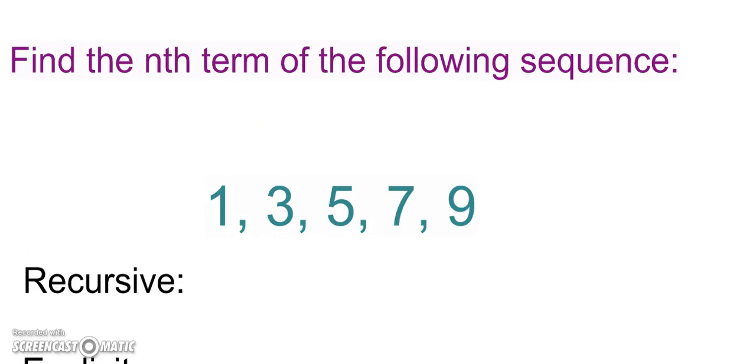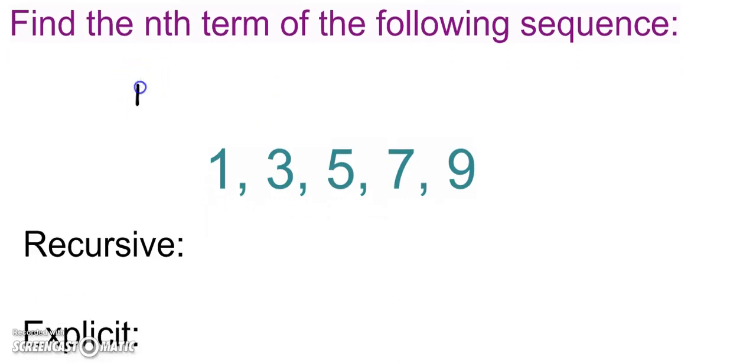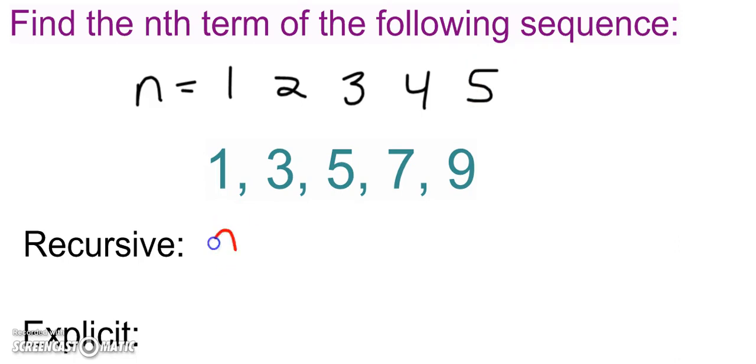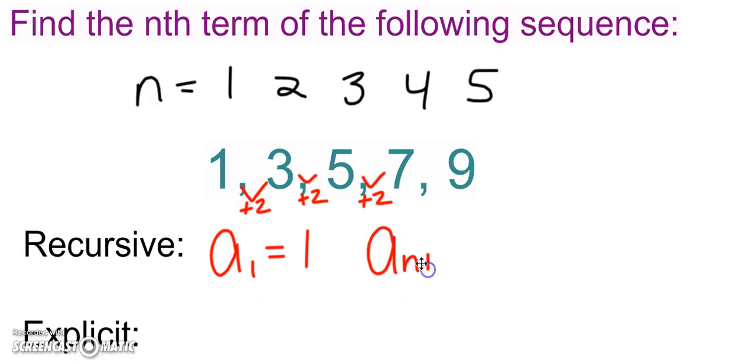Alright, find the nth term of the following sequence. So again, let's start with n equals 1, 2, 3, 4, 5. Recursively is going to be the easier one. So we know our starting term is equal to 1. This time we're going to add 2, and add 2, and add 2. Which means that each term says take the previous term and add 2.